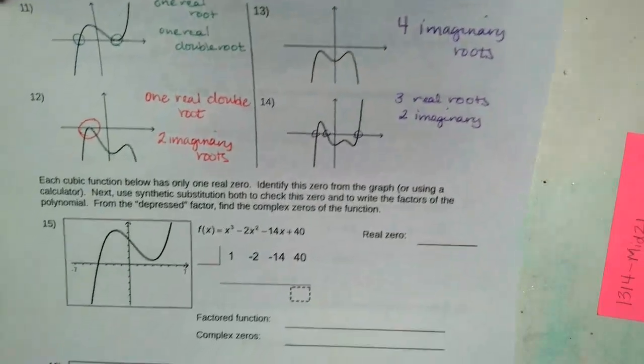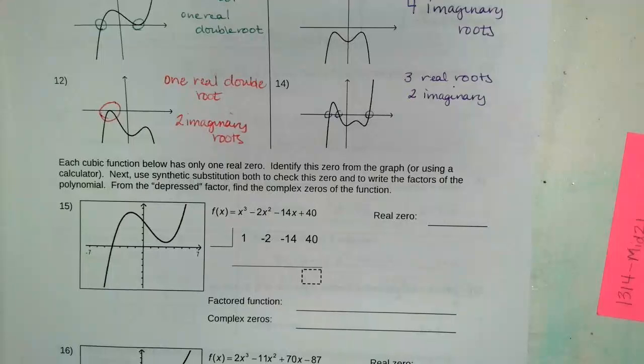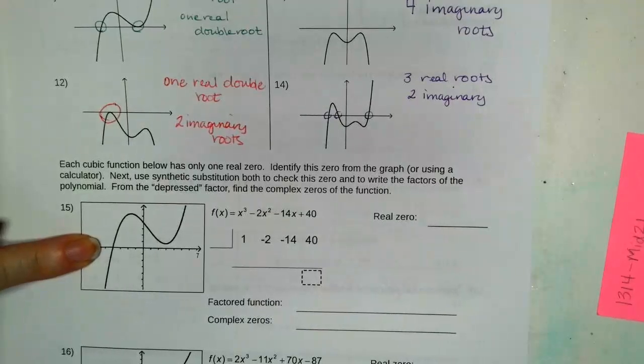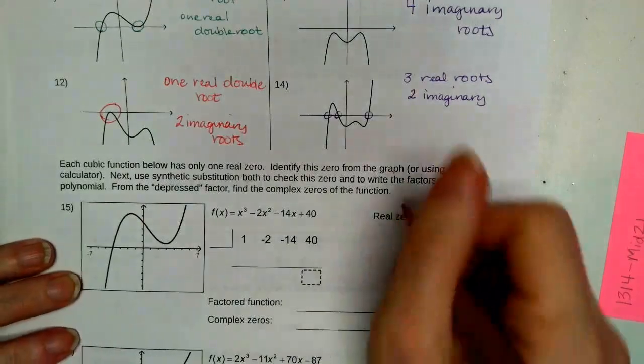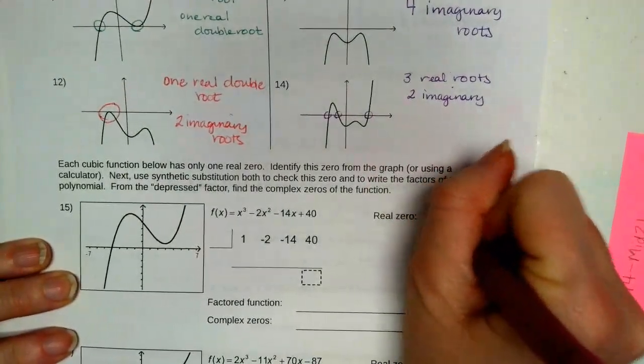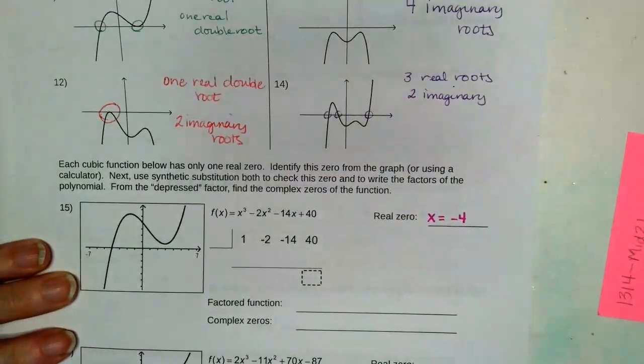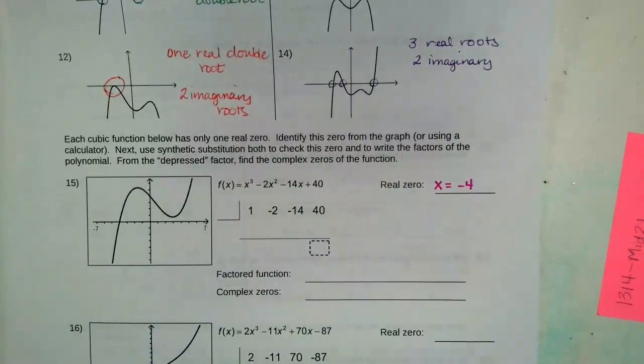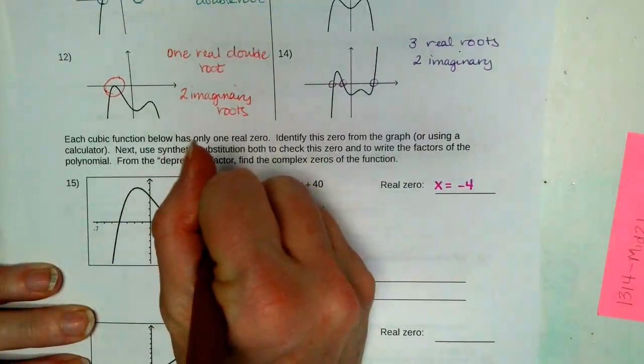All right. So now we're just going to solve to find the imaginary roots. So looking at number 15, I can look at it and tell you one of them is real, and I can see what it is because it's clear. It crosses at the exact place. It's -4. I have one real zero, and it's at x equals -4. I am going to use that -4 to synthetically divide.